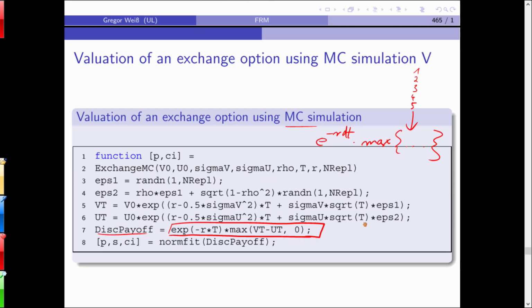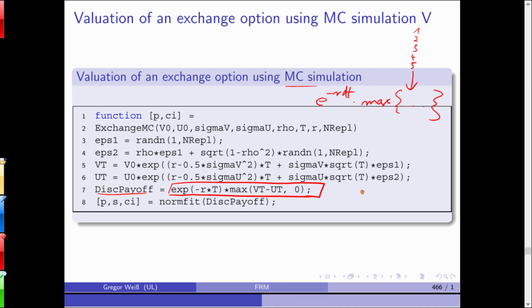So let's do it here in MATLAB with Monte Carlo simulation. It's a function with outputs P and CI. I mentioned this last week. We want the price as an output, and we want a confidence interval. CI is meant to be a confidence interval around the price, and we want to see how this confidence interval decreases with an increasing number of simulations. So the function is called exchangeMC.